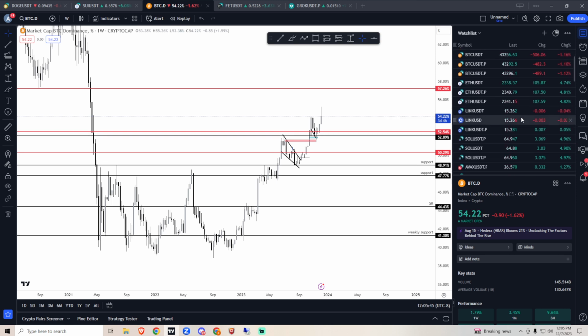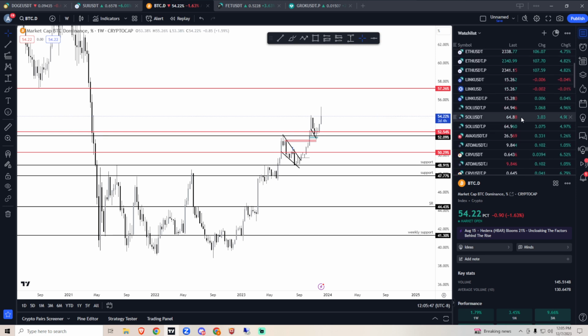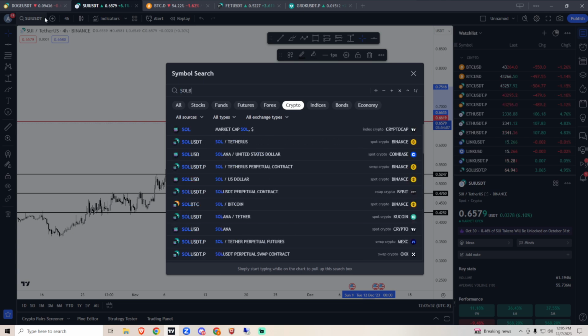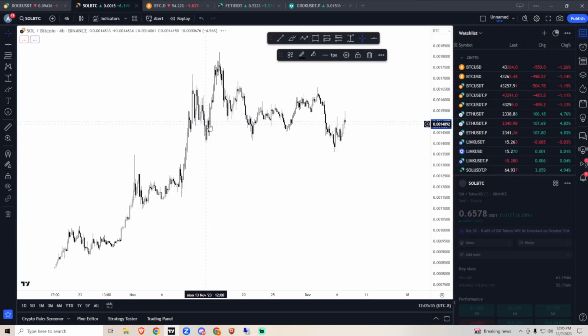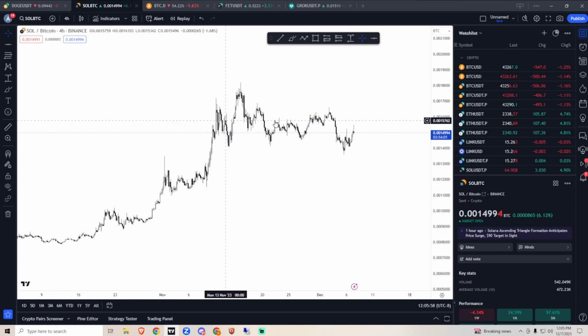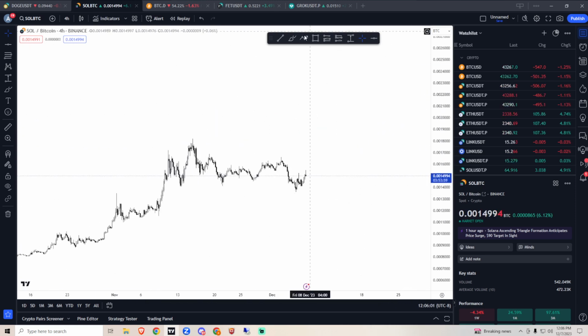If you're looking for alts to long, you want to look at coins that have strong Bitcoin pairing. Okay, so you have to look at, for example, SOL BTC or LINK BTC. Okay, this actually looks really good. It looks like it might want to run.